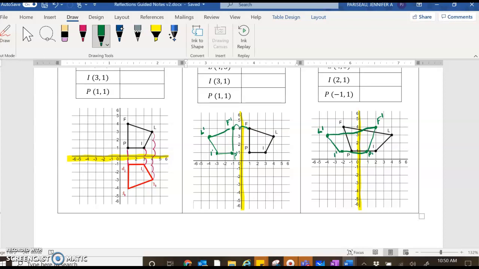In this case, we're still flipping over the y-axis. I just want you to know that your shape does not always have to be in one specific quadrant. I'm flipping the shape over itself in this case.